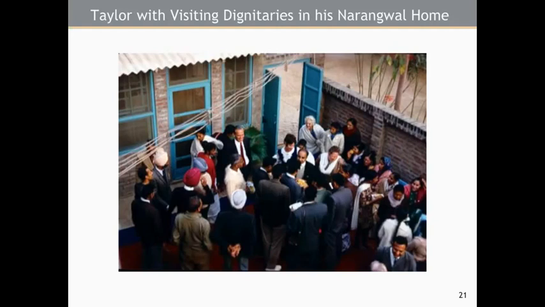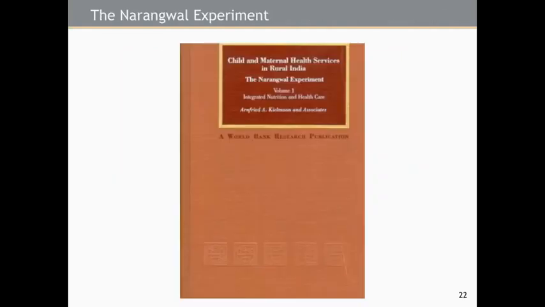There are lots of interesting things about the Narangwal project that I don't have time to tell you about. A summary of the project is in two volumes published by the World Bank back in the early 80s. But one of the interesting aspects of it is that the staff lived in the village, mixed and mingled among all the other households. There wasn't a separate compound, and so this whole project was integrated into the life of the village, and it had a very important impact on the way the project moved forward.